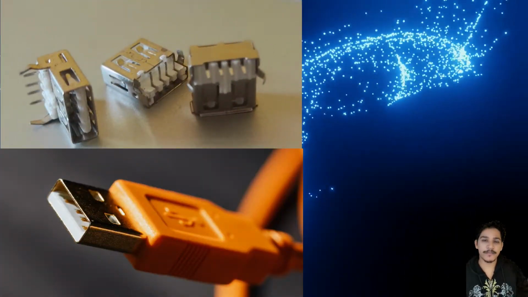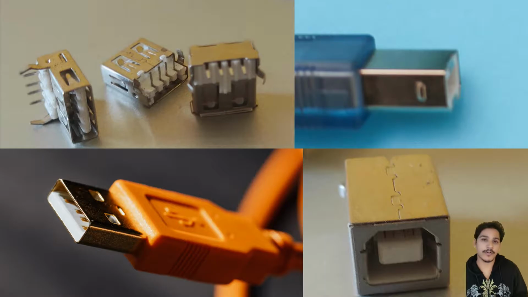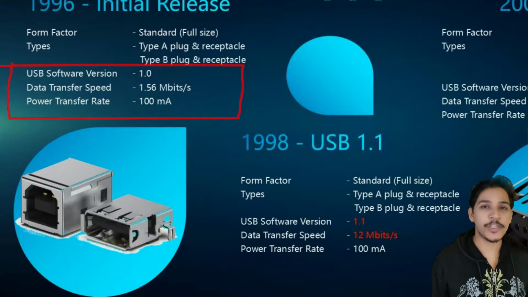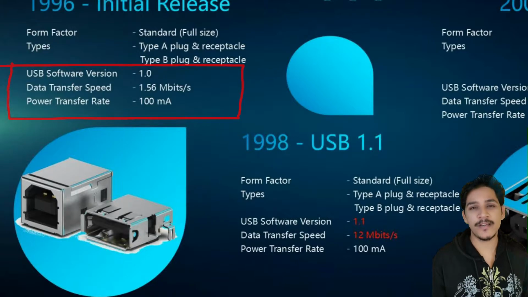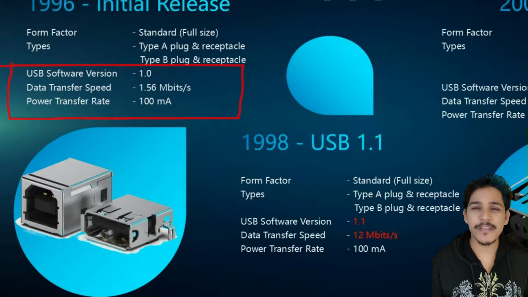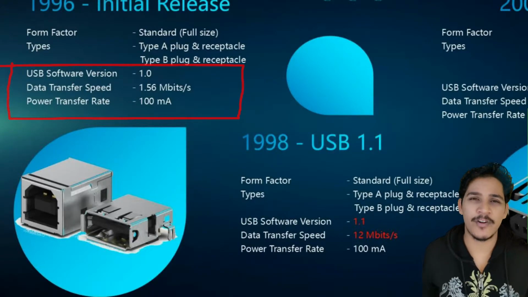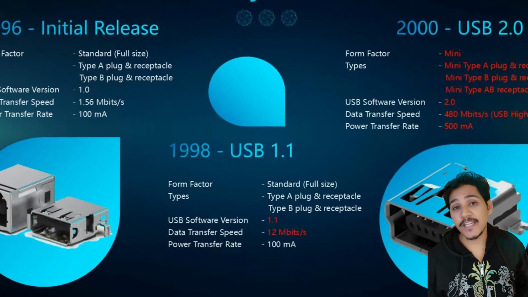So this one is referred to as Type A plug and receptacle, and these devices are referred to as Type B plug and receptacles. And the software version which was used in the year 1996 was referred to as USB 1.0, and here the speed was very low, something like 1.56 megabits per second, and the power transmission rate was also very low, something around 100 milliamp.